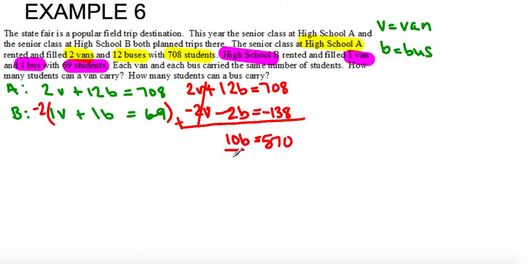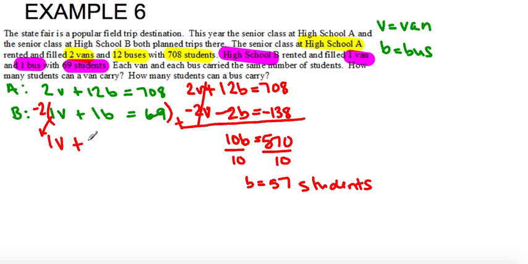We have to get b by itself, so we divide both sides by 10. So b equals 57 students on the bus. And then we have to figure out how many students can fit on the van, so I'm going to use the bottom equation. So we have 1v plus 1 times 57 equals 69.